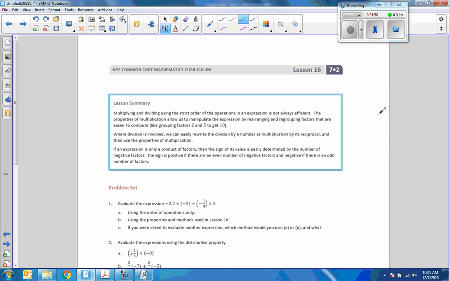Okay, that's the end of the lesson. Here's the summary. Now try your exit ticket, turn them in, and then go do your problem set.